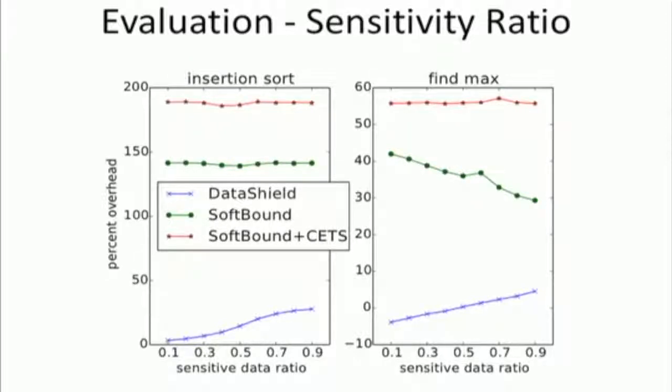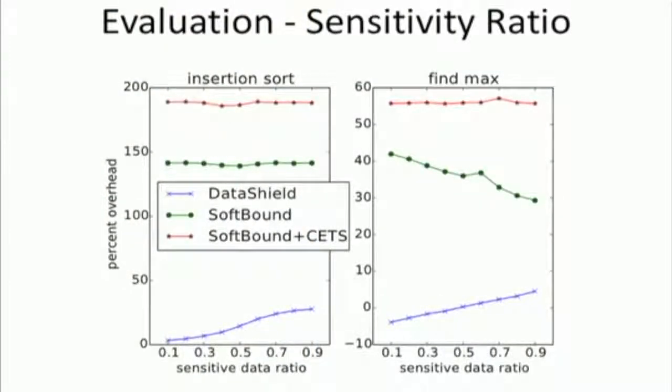So this graph shows two experiments for two micro benchmarks that I wrote, designed to allow me to control what percent is non-sensitive and what percent is sensitive. The first one is insertion sort. It creates two arrays, one non-sensitive and one sensitive, puts random data in them, and sorts them using insertion sort. The input to the program is the size of the two arrays: the number of elements in the non-sensitive array and the number of elements in the sensitive array.